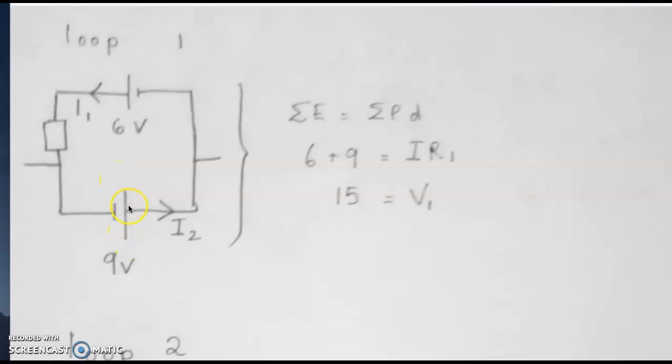Now, what is that equal to? The PDs in the loop. There's only one, which is this one here. Now, this PD has to be equal to 15 in order to balance the EMF. Now I'm going to find V2.